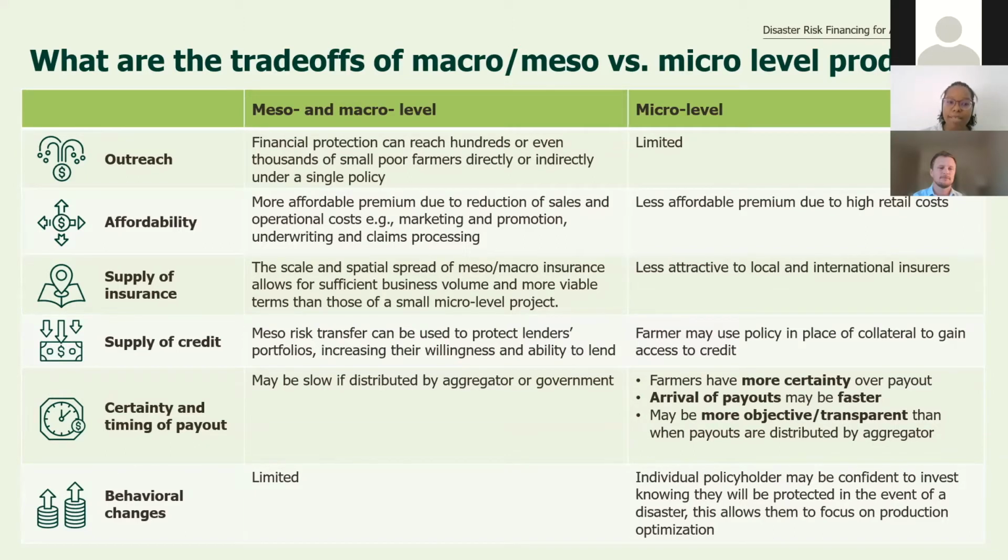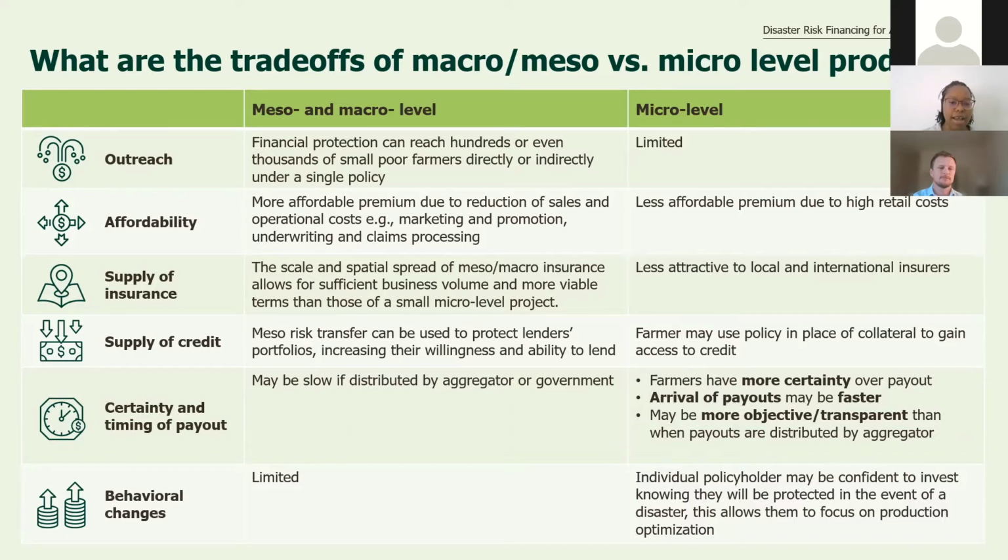Affordability tends to be better on meso and macro level projects because of a reduction in operational and administration expenses or costs. When it comes to the supply of insurance, we find that meso and macro level covers tend to be more attractive to both local and international insurers for two reasons. So the first is around scale. With macro and meso, it's easy to build up sufficient business volume in a short period of time. So the insurers are able to recap some of their development and upfront costs for supplying insurance.